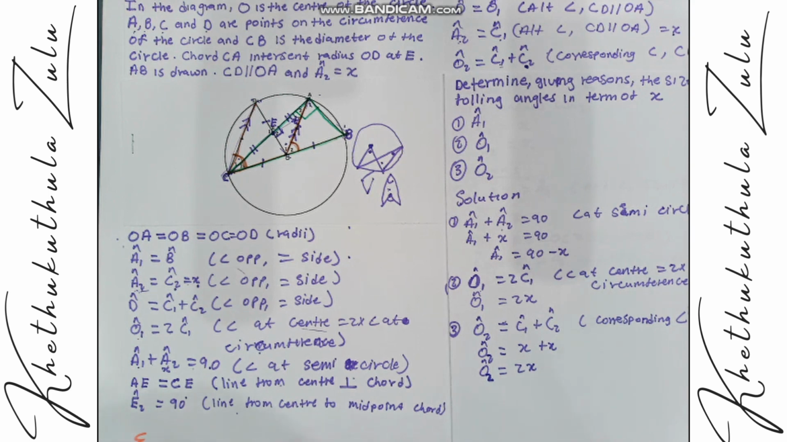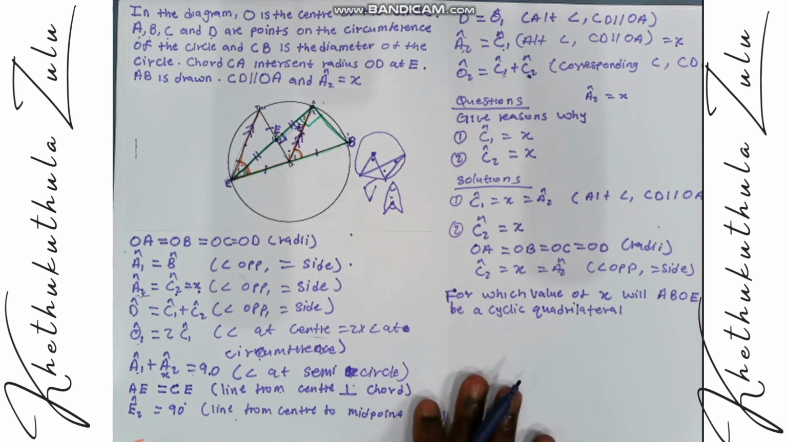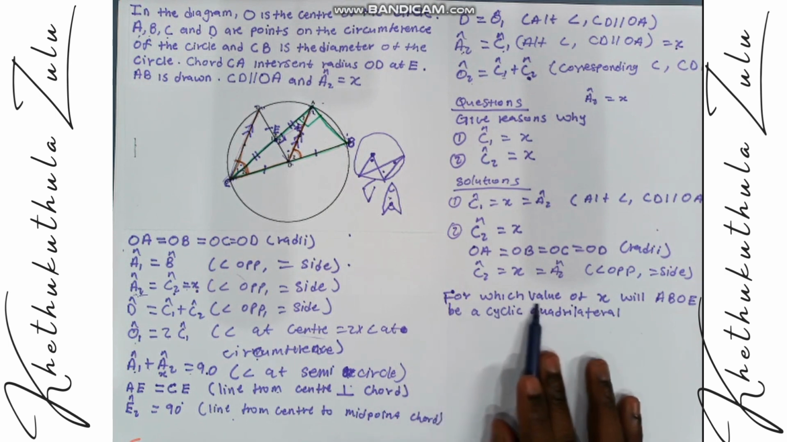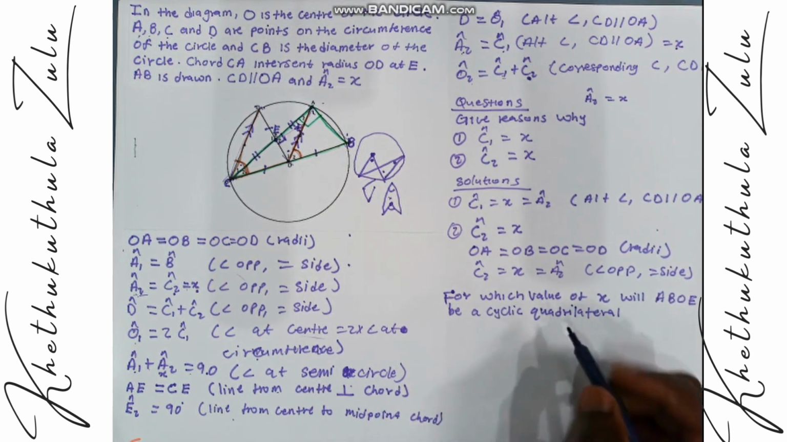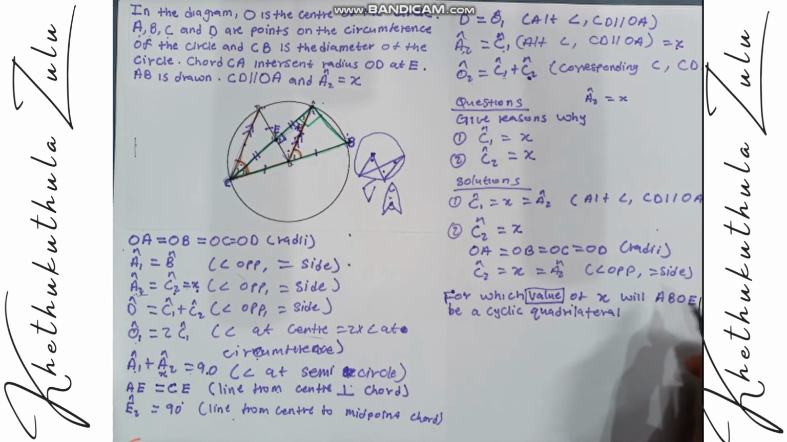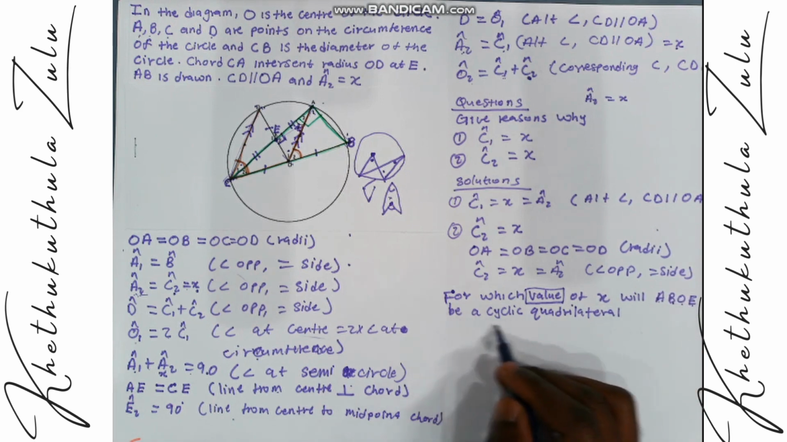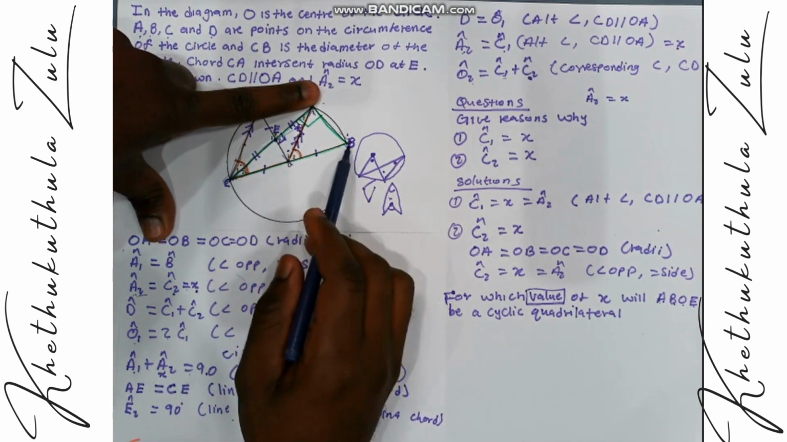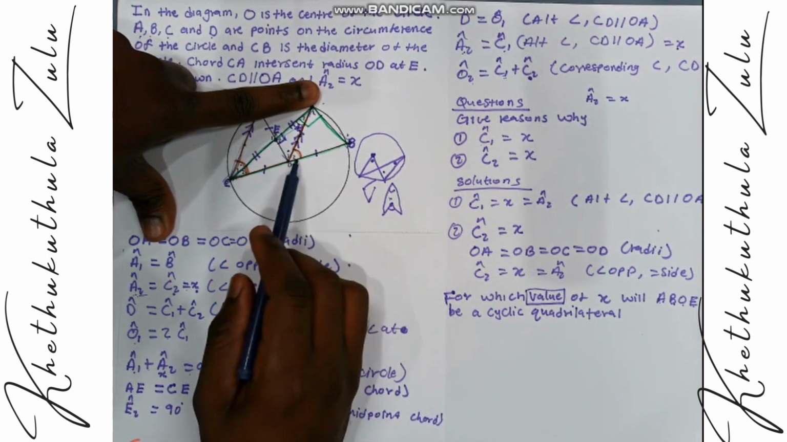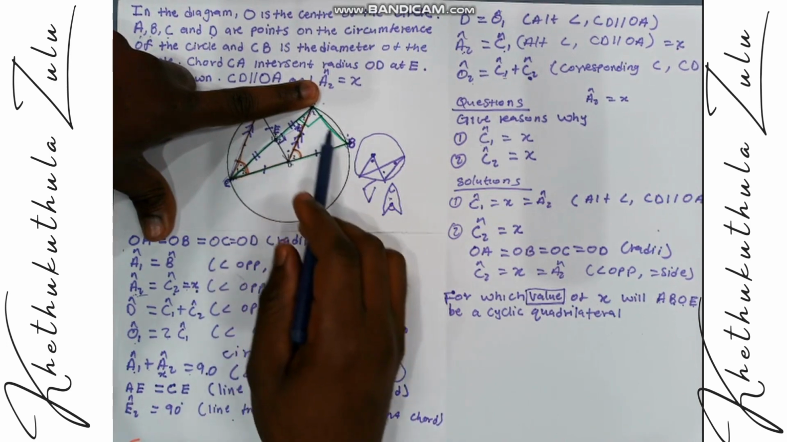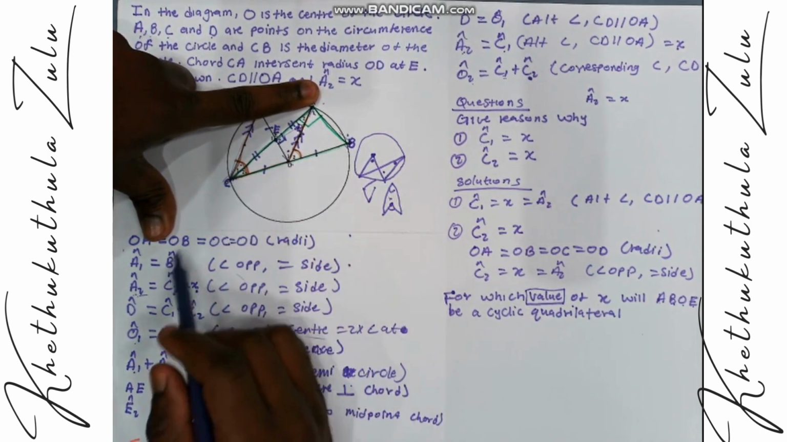Thank you so much guys. The last question of this video is this one, where they are saying for which value of x will A, B, O, E be a cyclic quad. Now if A, B, O, E, this part here, is a cyclic quad, what will be the x?